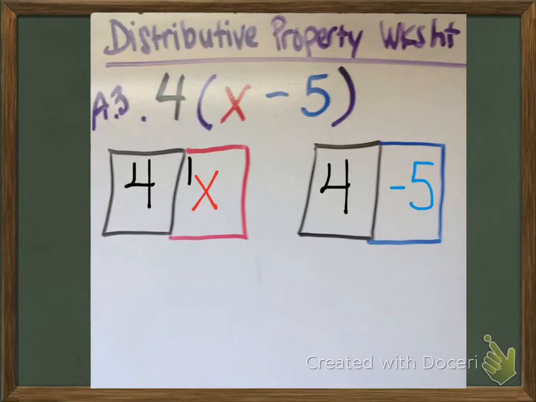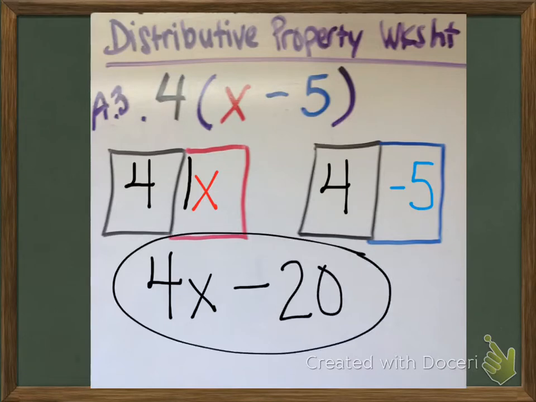Now solve it. Remember that the x is technically a 1, so 1x. 4 times 1, they're both positive. It's a positive 4, and bring down your x. Positive 4 times a negative 5. A positive times a negative is a negative. 4 times 5 is 20. So your answer is 4x minus 20.